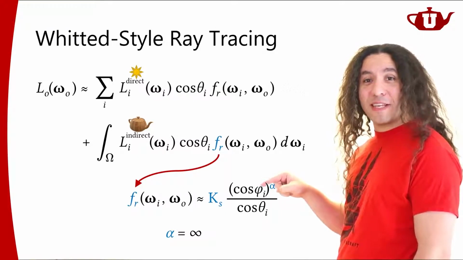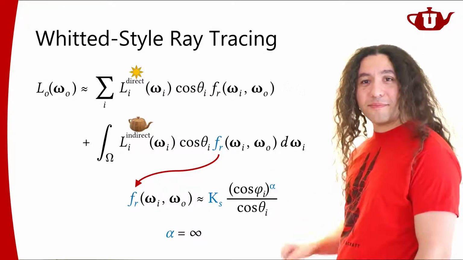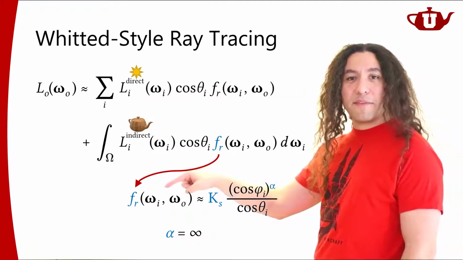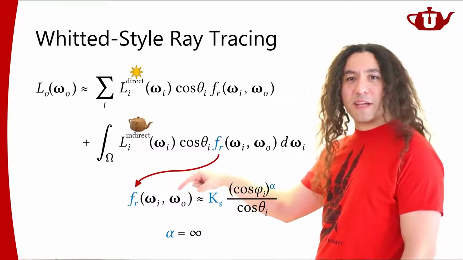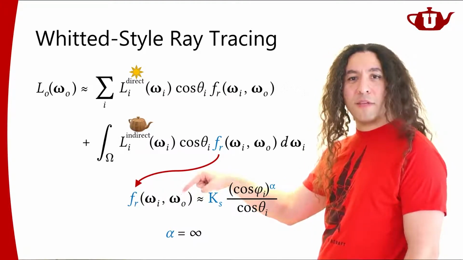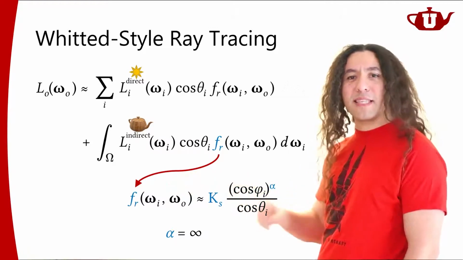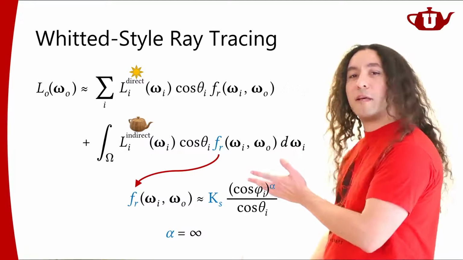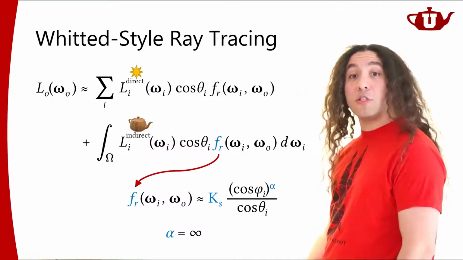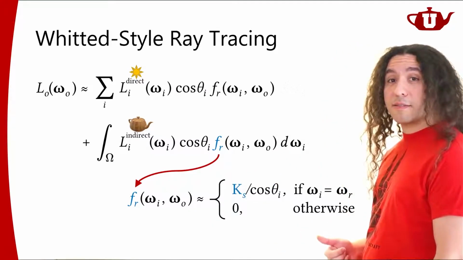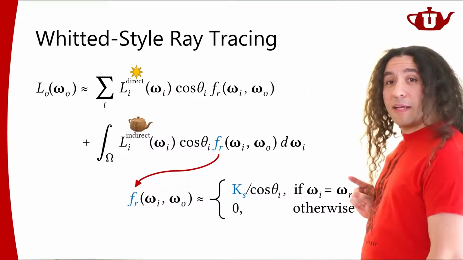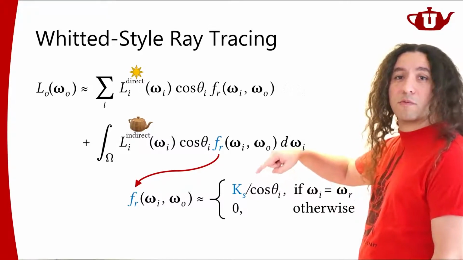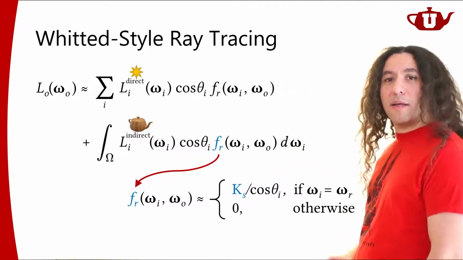So there's only one value here that will make this term non-zero. That is, if this angle is 0. That means if the reflection is in the perfect reflection direction, if this incoming light is in the perfect reflection direction of our view direction, that's the only case where this term is going to be non-zero. So this equation, when I set alpha to infinity, turns into this. If the incoming light is in the perfect reflection direction, then it's non-zero, just ks over cosine theta. Otherwise, it's 0.